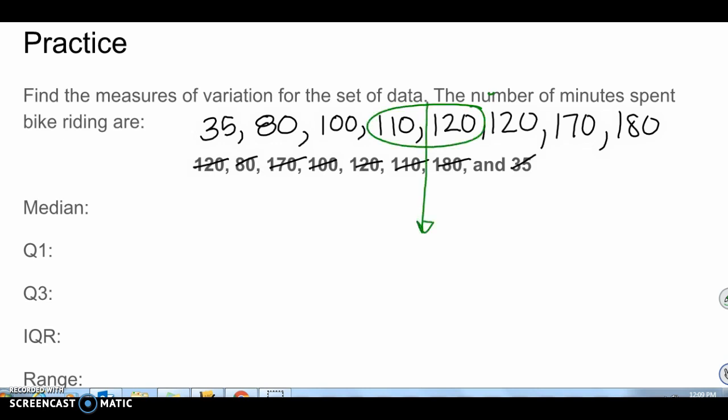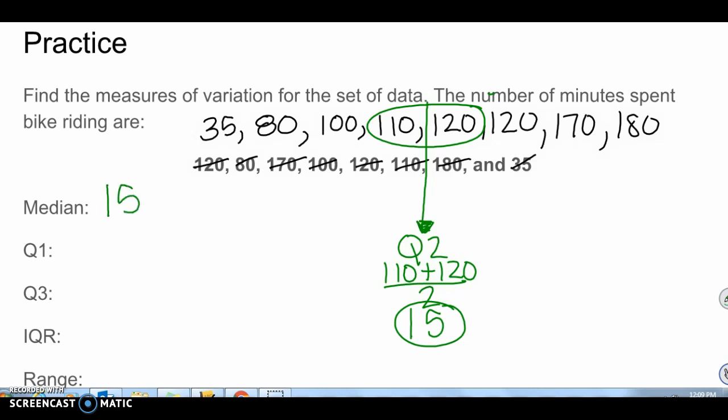The median, or Q2, is located here. We can add 110 plus 120 and divide by 2, and that's going to give us a median of 115. So Q2, our median, is 115. Now we have divided our data set into two parts.